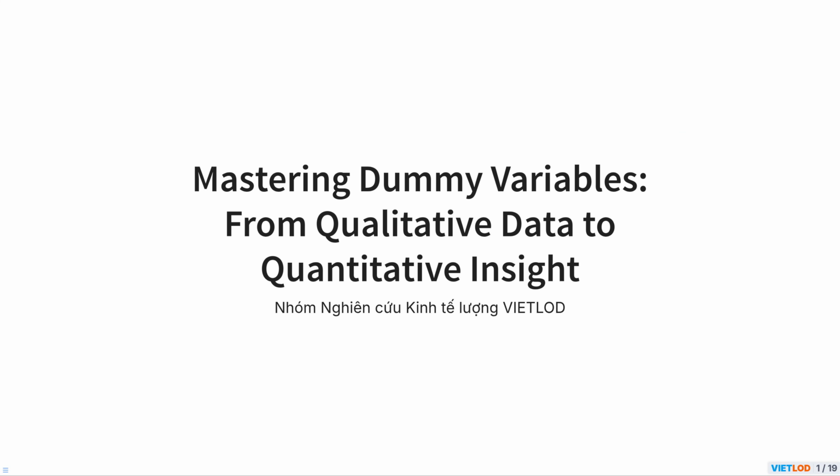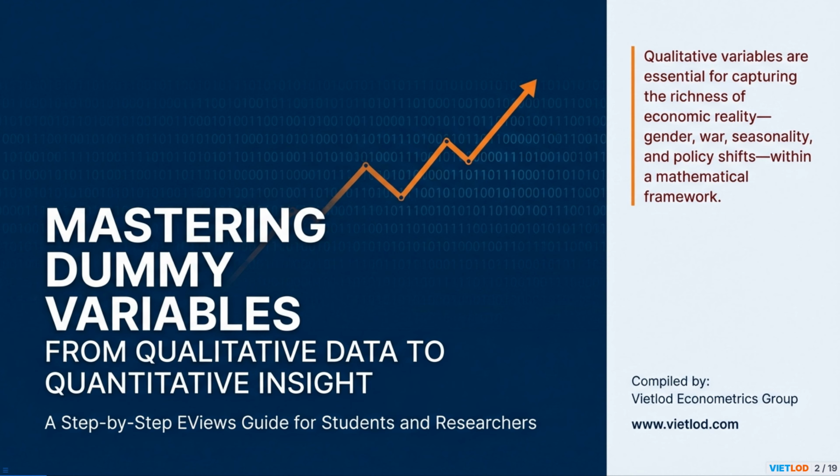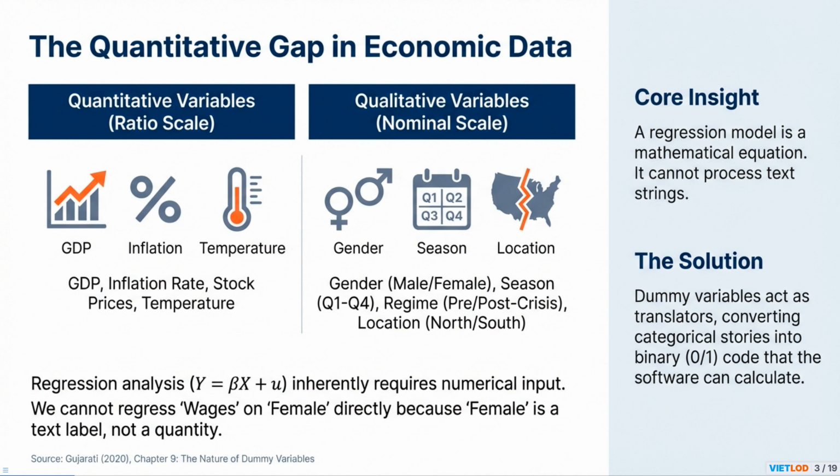Qualitative variables are essential for capturing the richness of economic reality, gender, war, seasonality, and policy shifts within a mathematical framework. Economic data comes in two main flavors, quantitative and qualitative. Quantitative variables, like GDP or inflation, are naturally numeric and can be used directly in regression analysis. Qualitative variables, such as gender, season, or location, represent categories or attributes.